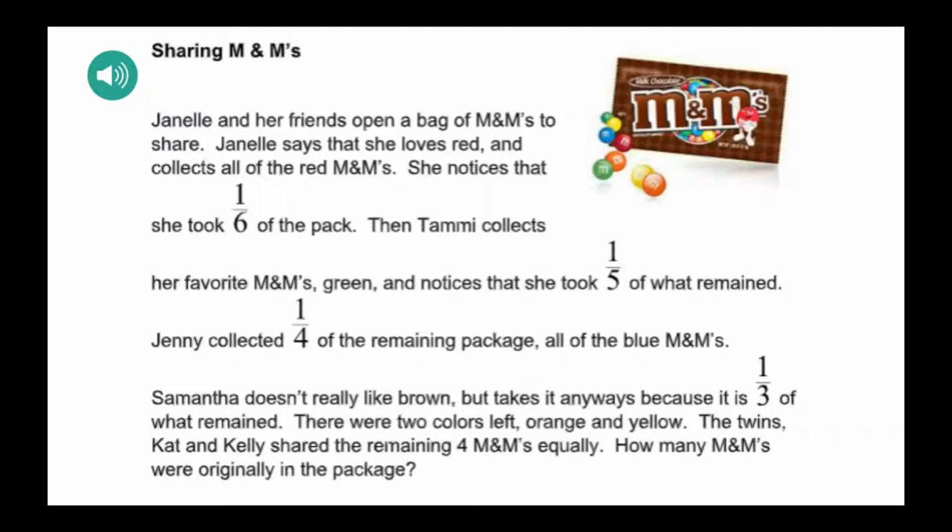Then Tammy collects her favorite M&Ms, green, and notices that she took 1/5 of what remained. Jenny collected 1/4 of the remaining package, all of the blue M&Ms. Samantha doesn't really like brown, but takes it anyways because it's 1/3 of what remained. There were two colors left, orange and yellow. The twins, Kat and Kelly, shared the remaining 4 M&Ms equally. How many M&Ms were originally in the package?